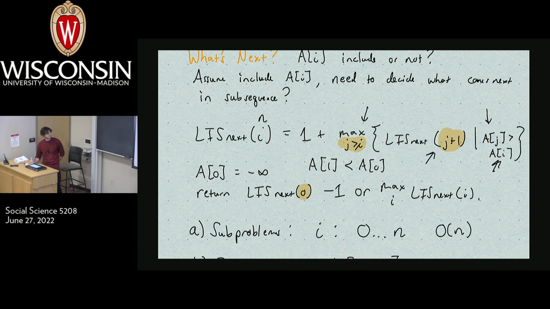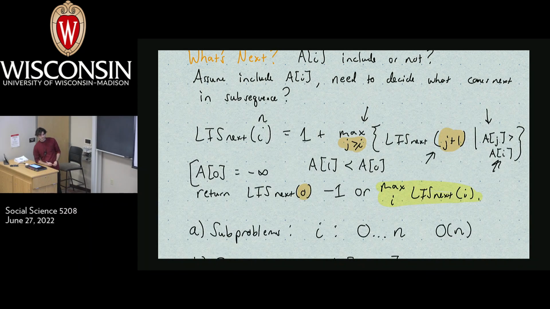And what about the part in the return statement, the max over i? That's just an alternative. You can either use the sentinel a0 or you can just return this. Basically, the max one is saying, what's the best first thing? What's the best first element for your sequence? And you just try all possible first elements.